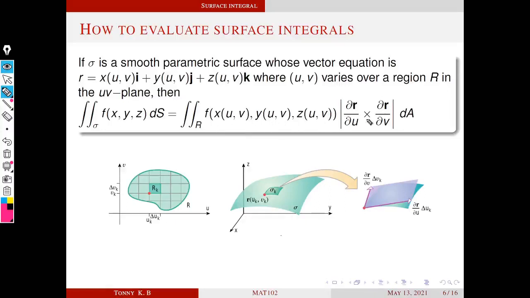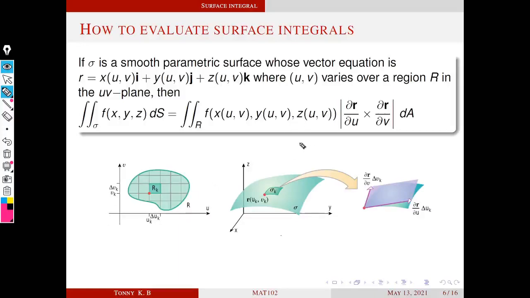and it is the modulus of ∂r/∂u cross ∂r/∂v. There are two vectors: r is a vector, and ∂r/∂u and ∂r/∂v are vectors. You take the cross product of the two vectors, then take the modulus, times dA. So now this is like an ordinary double integral, the only difference being that this double integral takes place in the uv plane.